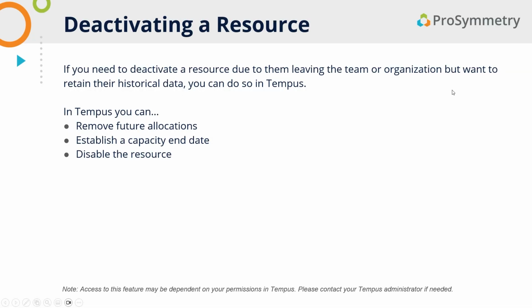In today's video, I'm going to be talking through how to deactivate a resource. Deactivating a resource is typically used when a resource leaves an organization or maybe just the team, and you want to retain their historical data, but maybe not remove them from the system completely. Within Tempus, you can remove those future allocations and add them to a different resource. You can establish a capacity end date, and then you can also disable the resource.